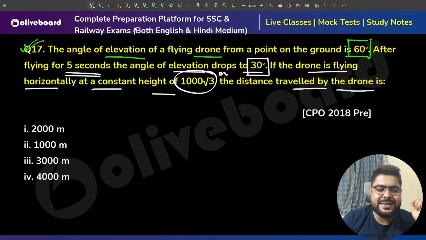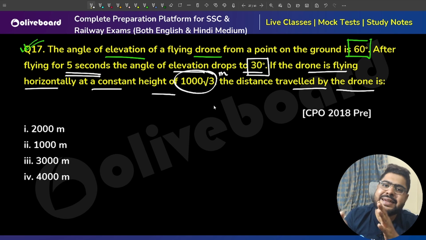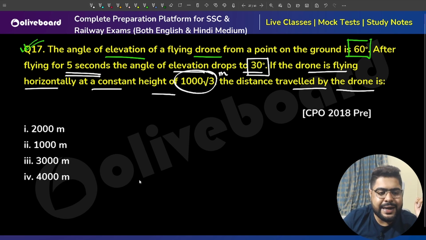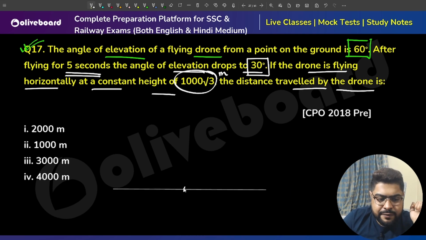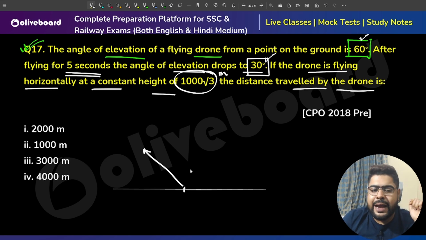The problem is that the direction is not given. So this is a little problem with the question. Let's correct it before we do. If I'm observing from this point, this 60 degree can be on this side, and the 30 degree can again be on this side or this side. Please try to understand what I'm trying to say here.